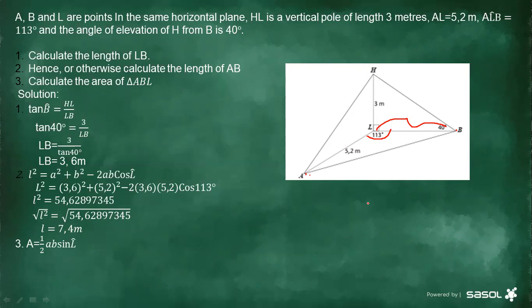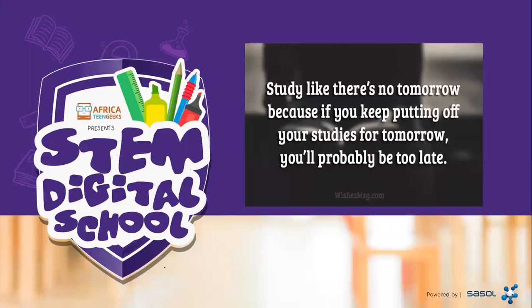Now, the third question: calculate the area of triangle ABL. You write the correct formula for area and then substitute the values. The area is 8.6 meters squared. That is the area.